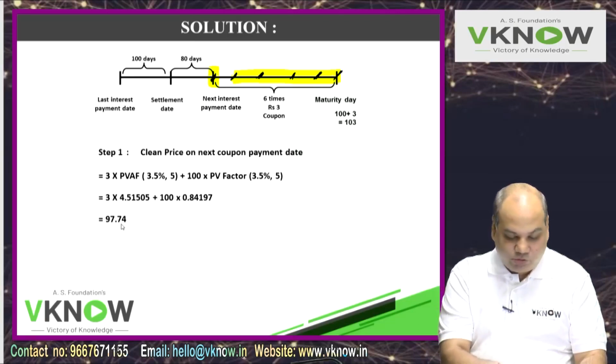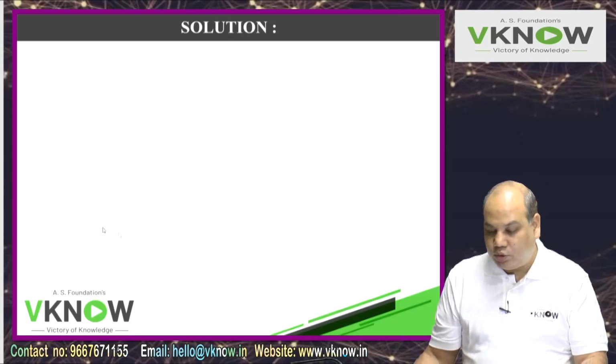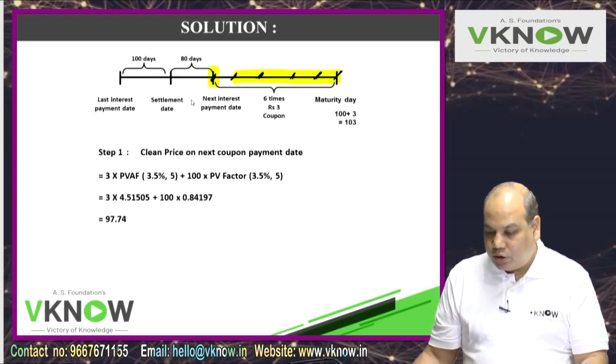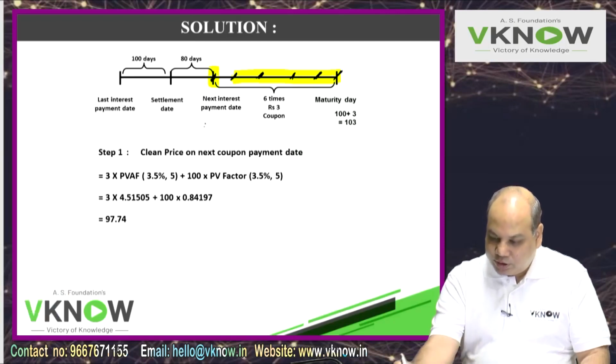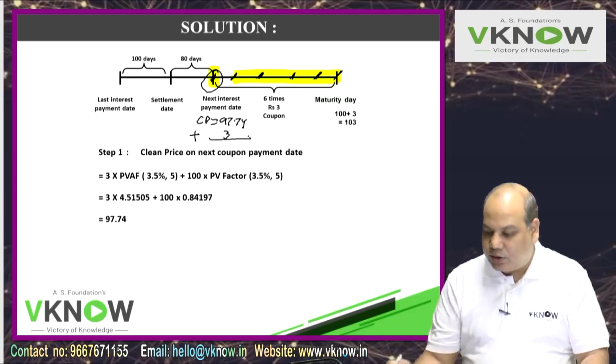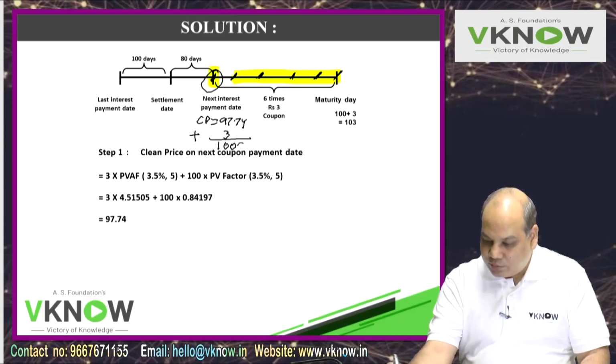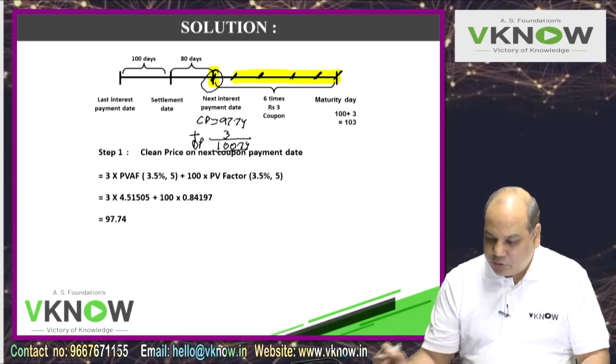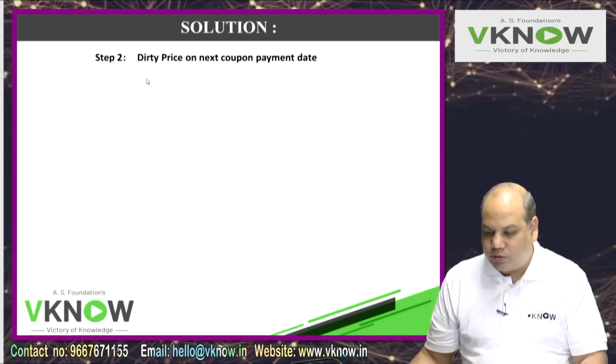Don't copy, please check. I am also checking. 97.74, yes, in 2 digits round off. Now we have reached the next interest payment date. Clean price is 97.74, and this coupon is also pending, so I will add that 3 rupees. So this will give me dirty price 100.74.